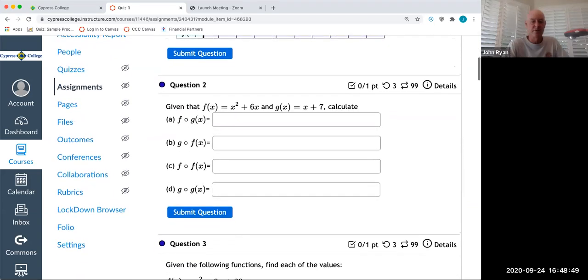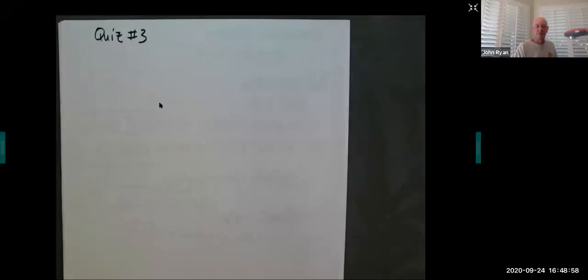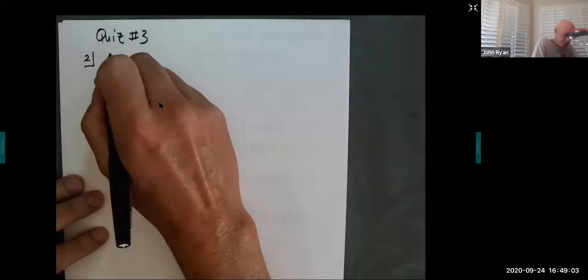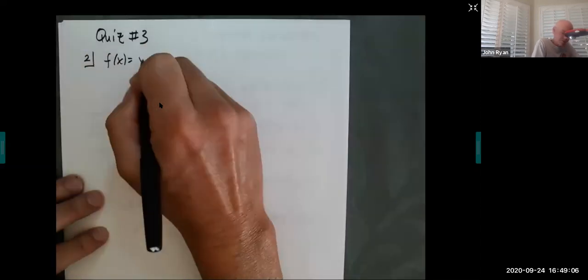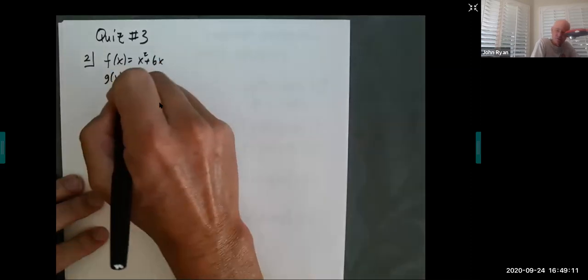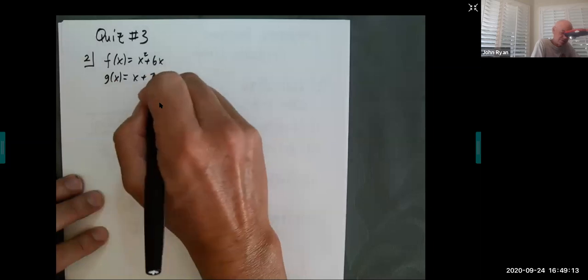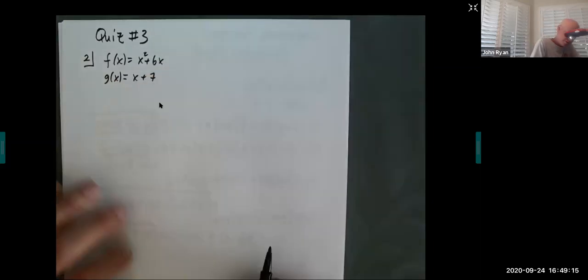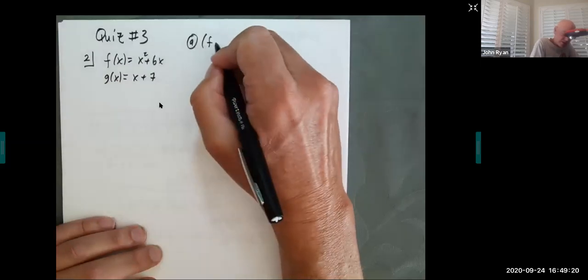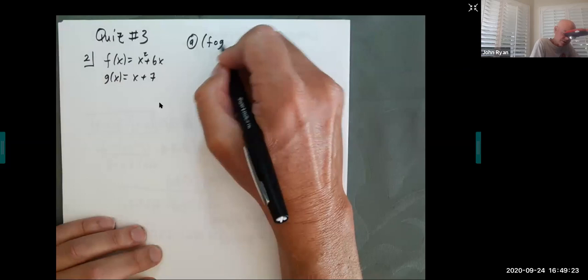My number 2 is here. And for this, I'm going to switch to my other camera. So for number 2, we have f of x equals x squared plus 6x. G of x equals x plus 7. Part A says we're going to composite f, composite g of x.